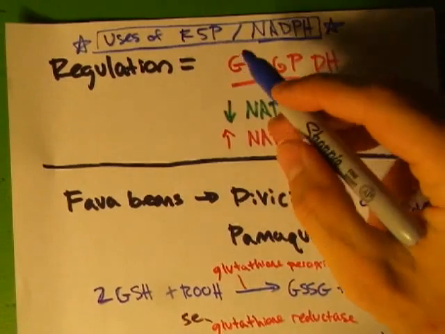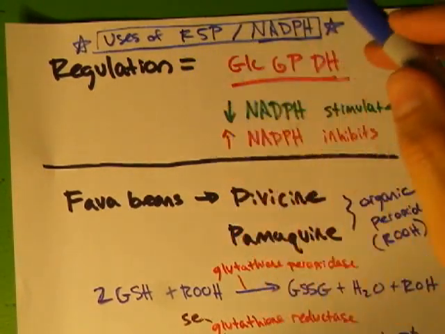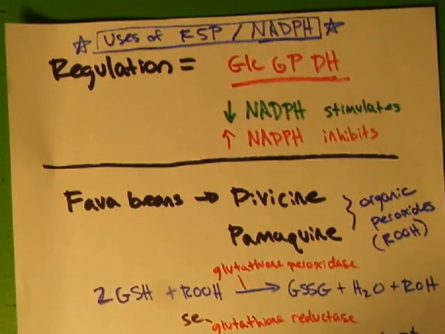After that, in the notes, there are a couple slides that say the uses of ribose 5-phosphate and NADPH. Know those slides, that always comes up in the questions.